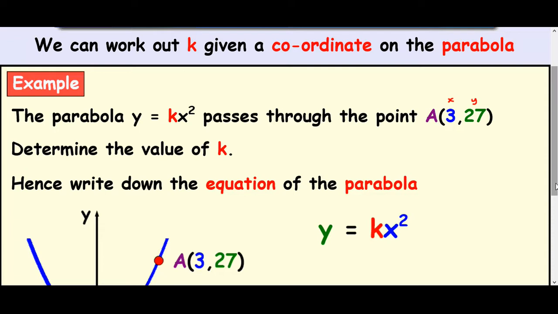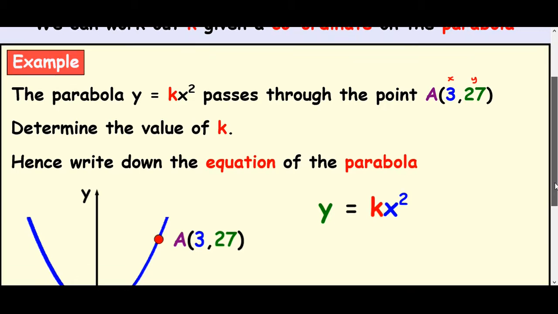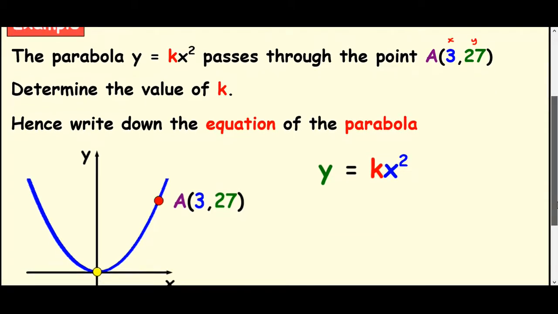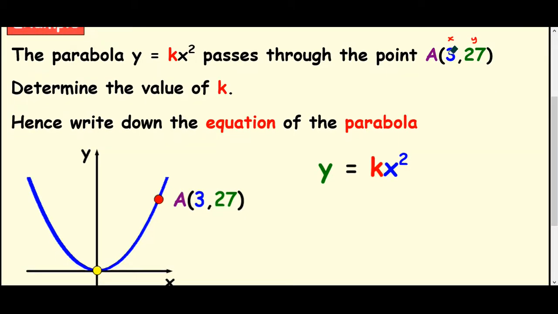It says here the parabola y equals kx squared passes through this point. Work out the value of k, and then write down the equation of the parabola. So we're trying to work out what it was, but we're given a coordinate. Now a coordinate is an x value and a y value. So what you can do is substitute them into this equation to work out the missing value of k. So we're basically saying when y is 27 and x is 3, what's the k value?